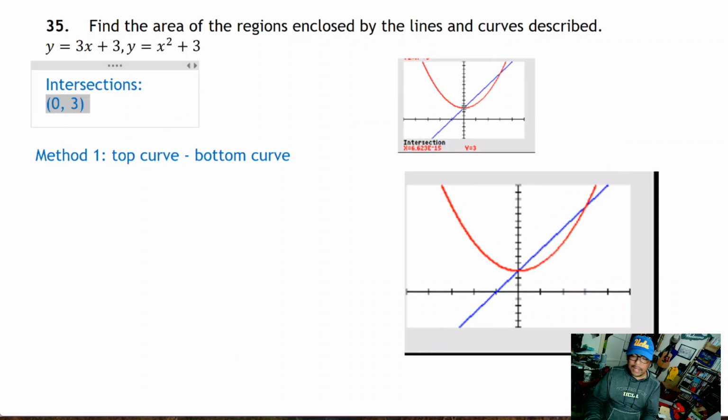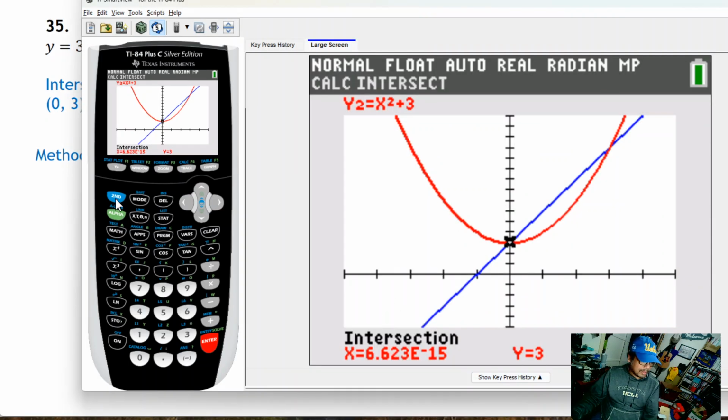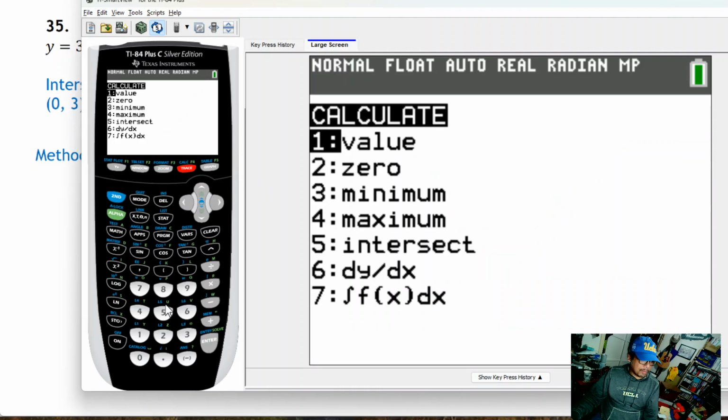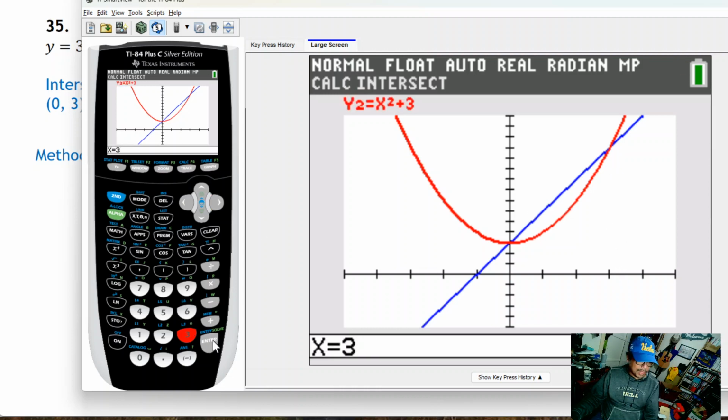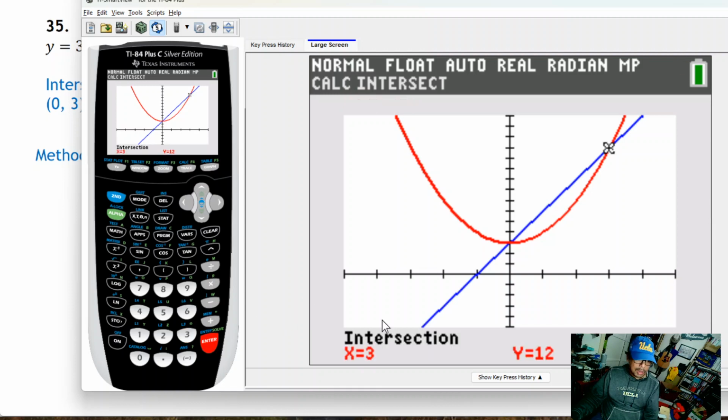Now that we have all of that, we're going to find our second point of intersection in exactly the same way. Second trace, number 5 for intersect. We're going to take our cursor and make sure we're on the correct curves. Yes, yes. And then now I think you can also, instead of pushing the left and right arrows, just take a guess by typing in the x-coordinate. This looks like this x-coordinate is right around 3. So I'm just going to push 3 as my guess. Push enter, and it tells me that the intersection is at (3, 12).